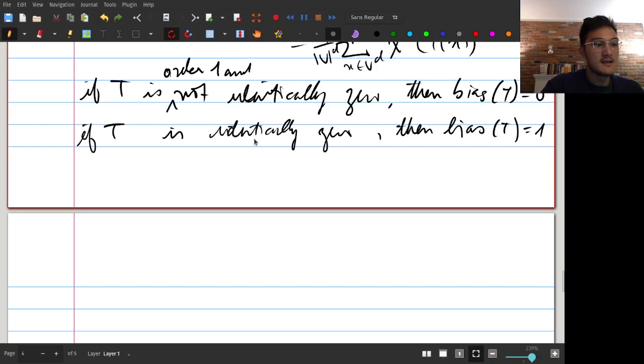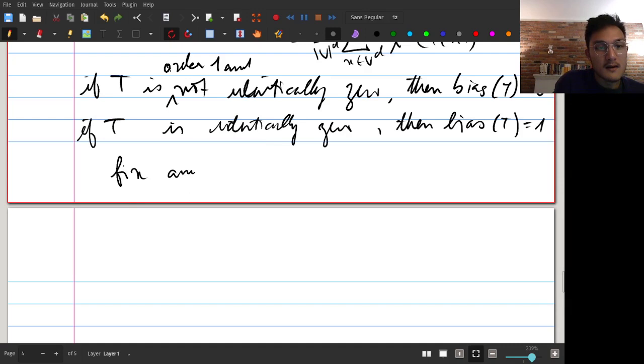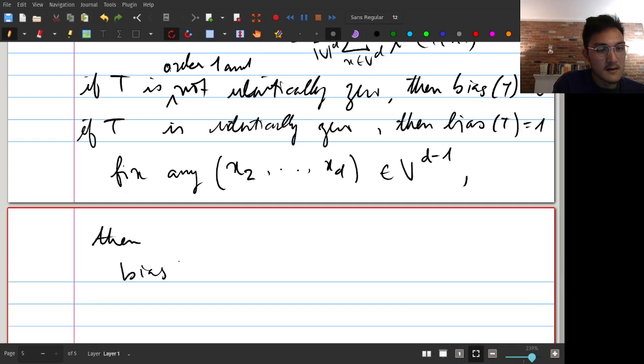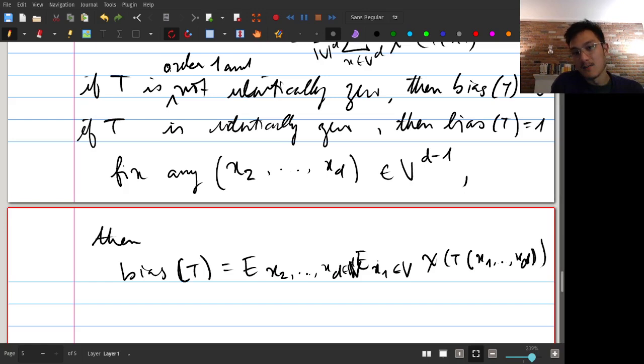Now, to see that the bias of a tensor is always between 0 and 1, if you fix any x2 up to xd, this is going to be a really important formula, actually. So fixing x2 to xd in V to the d minus 1, the bias of T is equal to the expectation over x2 all the way up to xd, I just pulled x1 inside, in V to the d, of the expectation over x1 in V of chi of T of x1 up to xd. So far I've done nothing except pull x1 inside, all right?